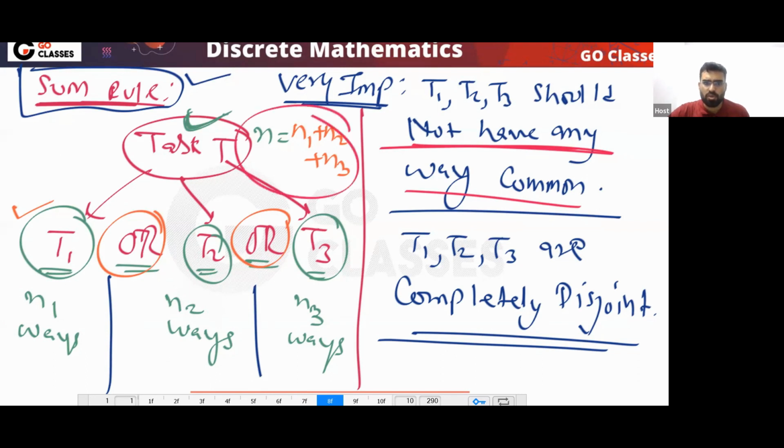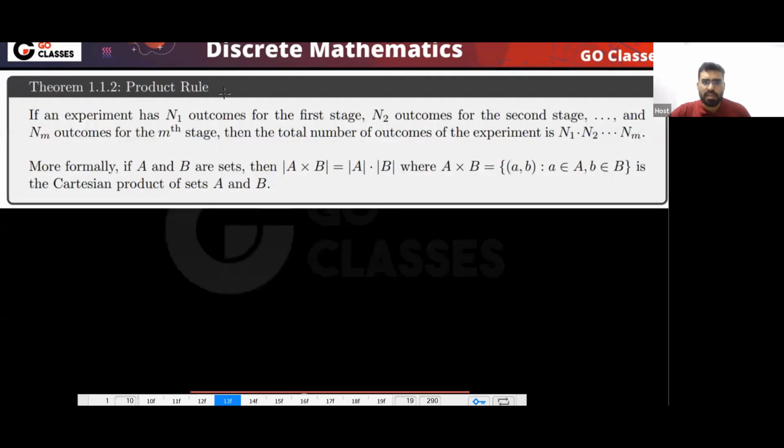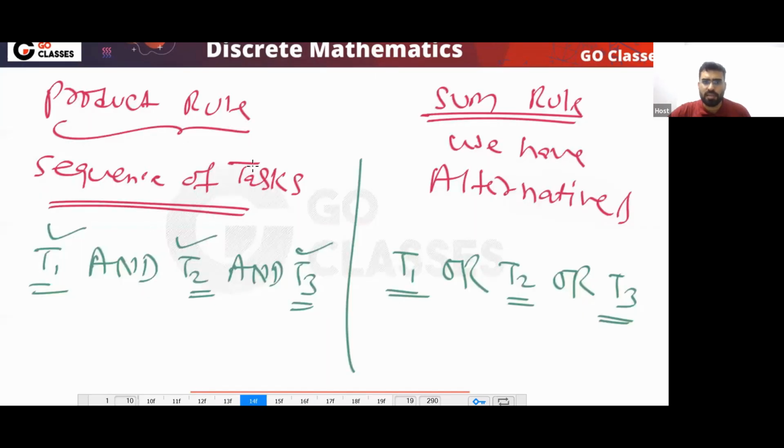This is your summation rule, and we have also seen the product rule. You can notice that in the product rule we have a sequence of tasks, T1 and T2 and T3. In the summation rule we have alternatives: either you can do T1 or T2 or T3. Once you do T1, automatically your task will be done. But in the product rule, you have to do T1 and T2 and T3.